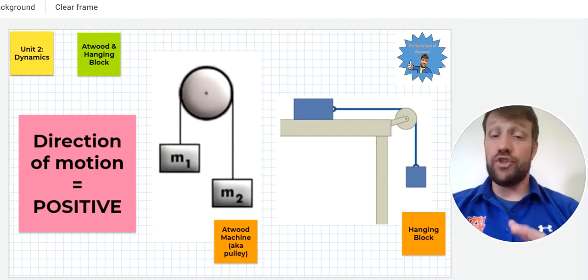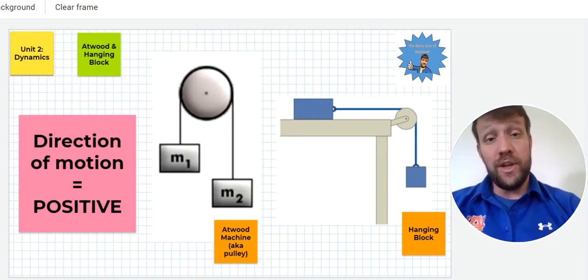All right, there are two very specific examples that I do expect you to see practice problems from here, and I'm going to show you a little bit about the tricks to making these work. So first thing we've got here is what's known as an Atwood machine. Really, it's a pulley with two masses hanging on it, okay?